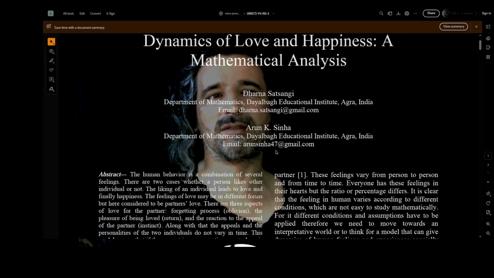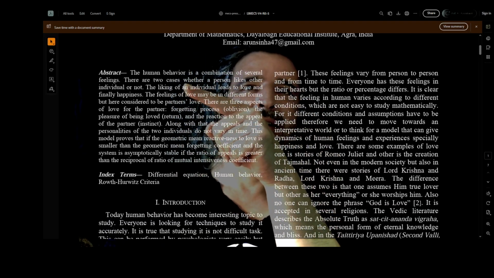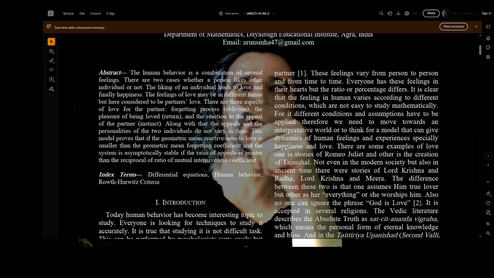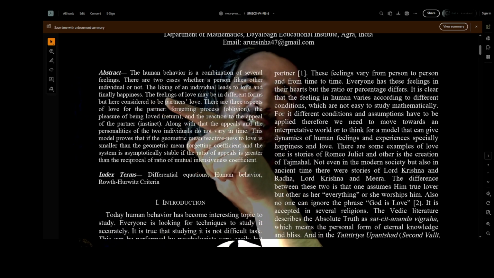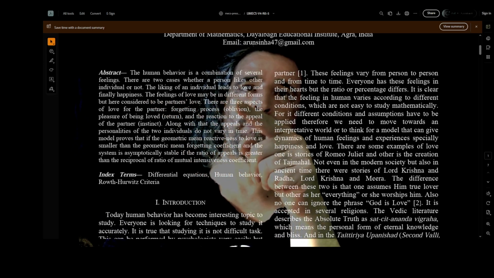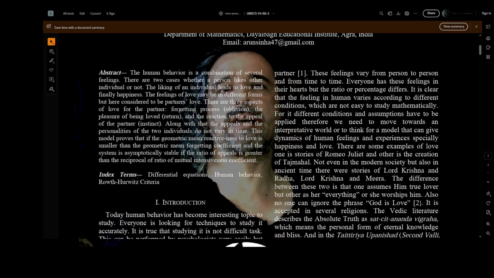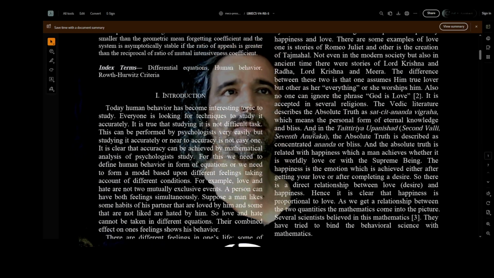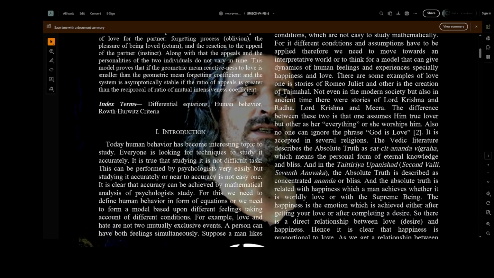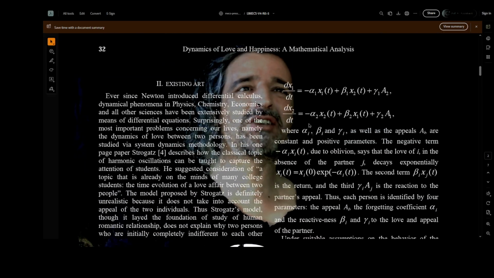So let's see. Human behavior is a combination of several feelings. These are two cases where a person likes another individual or not. Liking of an individual leads to love and finally happiness, hopefully. The feelings of love may be in different forms, but here considered to be partner's love. It's not very well written either, but maybe English is not their first language. Wow, it's interesting. Romeo and Juliet is the creation of Taj Mahal. Wow, that's super interesting.